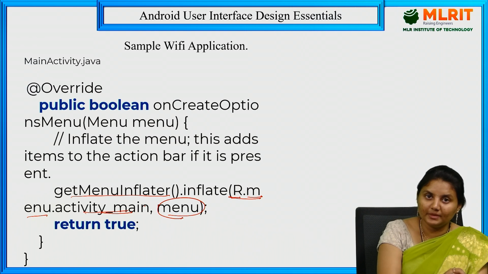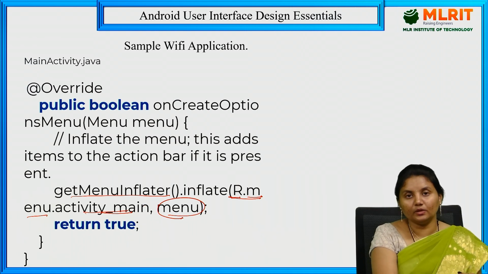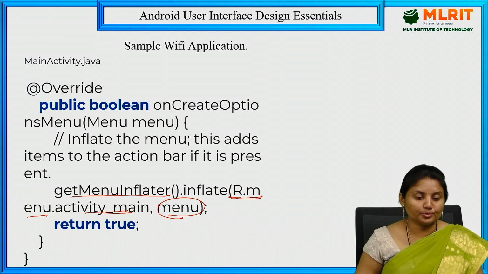Means from the menu what is being clicked. So, that particular action bar action will be performed into this inflater. Okay, and it returns true.